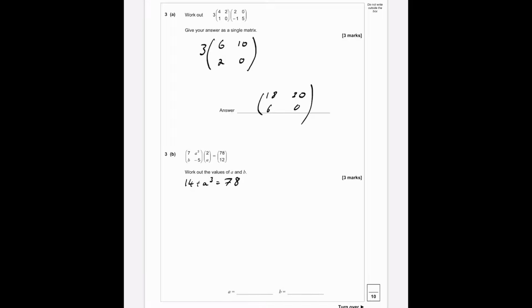For b, if we do 7 times 2 plus a squared times a, we'll get 78. That gives us a cubed being 64, so therefore a must be 4. And then the second multiplication, 2 times b plus -5 times a, will be equal to 12. We know that a is 4, we can substitute that in and solve to find that b must be equal to 16. So a is 4, b is 16.